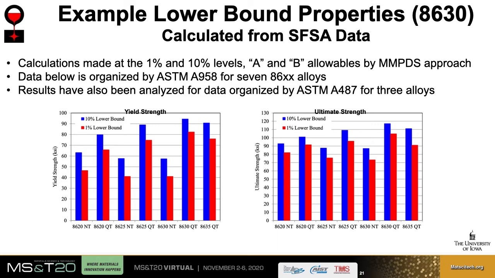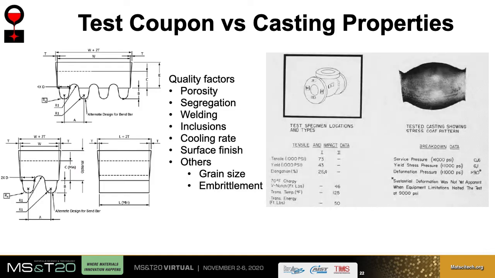These encircled data points are considered outliers. These plots show the A and B design allowables for the other 8600 grades. The plot on the left shows the yield strength, while the plot on the right shows the ultimate tensile strength. The red bars are the 1% lower bound, or the A allowable, and the blue bars are the 10% lower bound, or the B allowable. There are some slight differences in strength values between normalized and tempered versus quenched and tempered. As expected, the increase in percent carbon brought up the strength values.